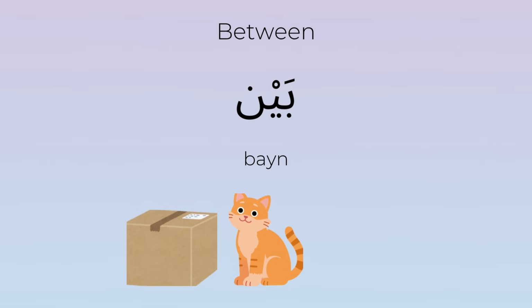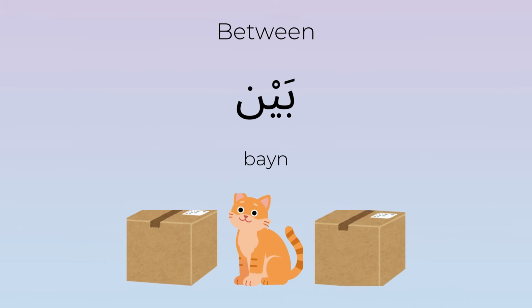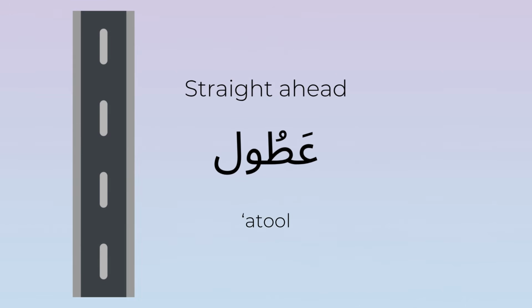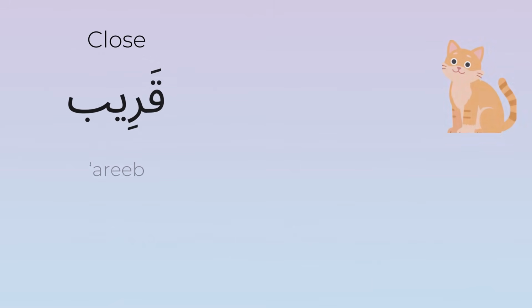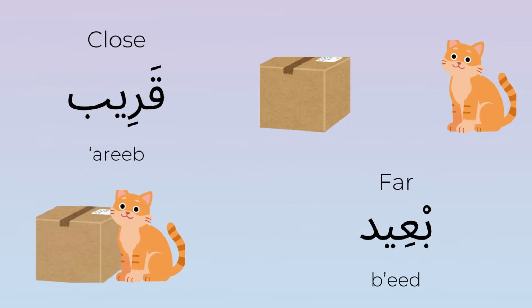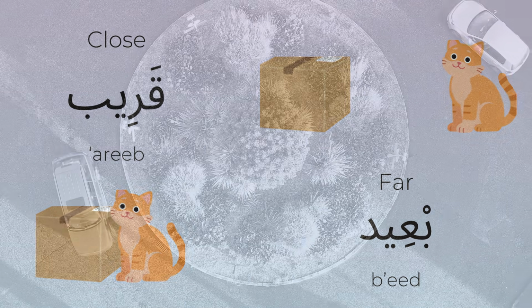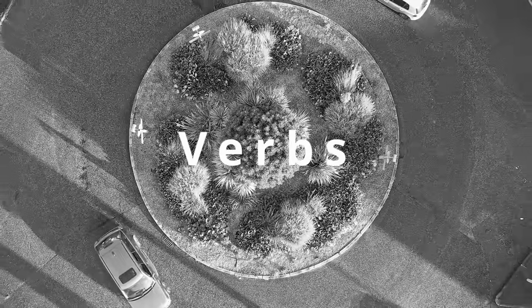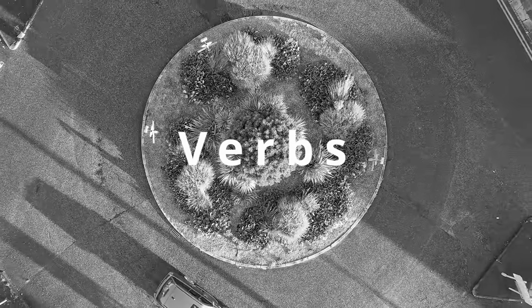Between. بين. Straight ahead. عطول. Close. قريب. Far. بعيد. Alright, now we're going to move on to verbs that are related to directions.